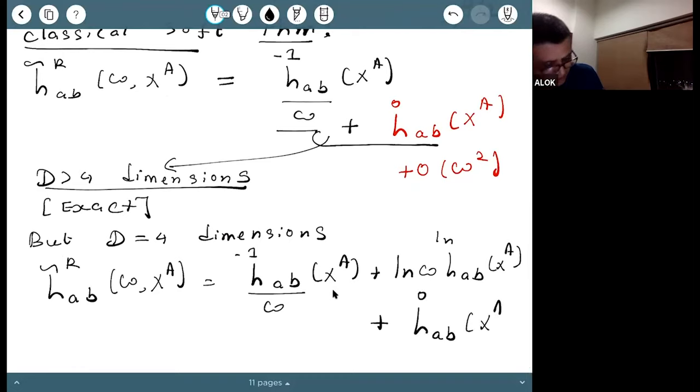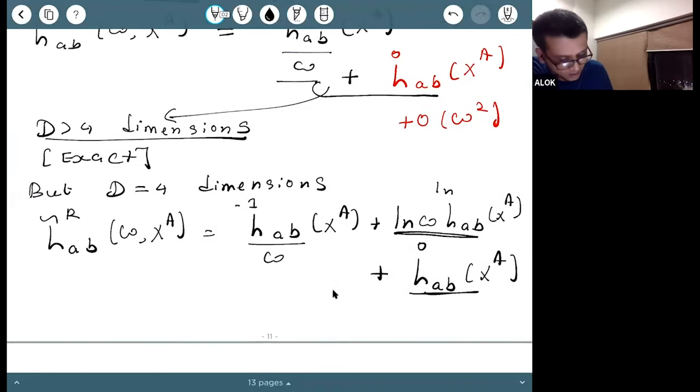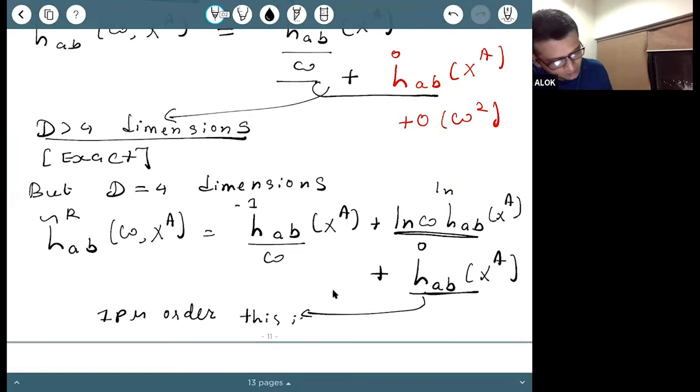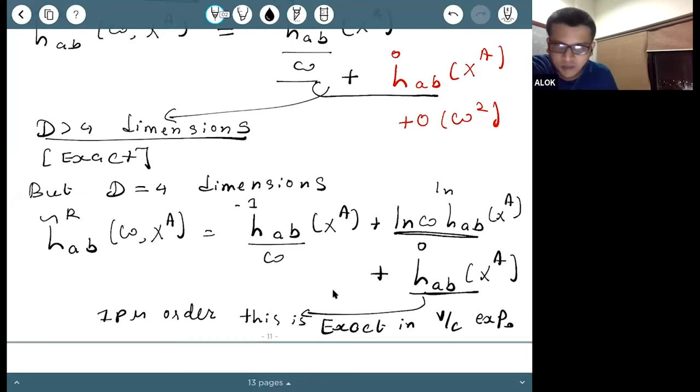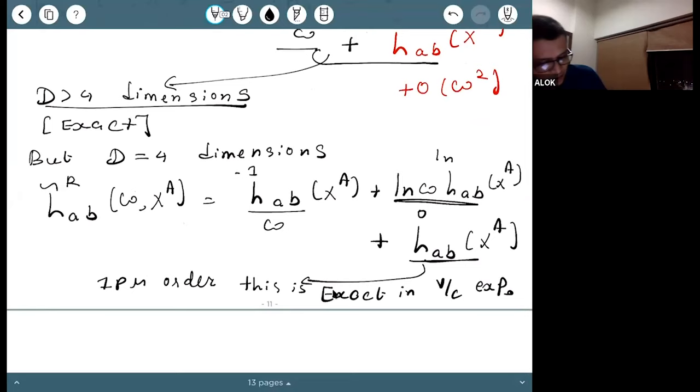But because we have an intermediate term which is going as log omega, the nature of this term in the full nonlinear theory is now no longer clear. So this term is at 1 PM order, this is universal. This is independent of the details of the scattering. So maybe we could say this is exact in the v by c expansion. But if we go to 2 PM, etc., it is not entirely clear, at least in the classical derivation I will give, what the status of this term is.